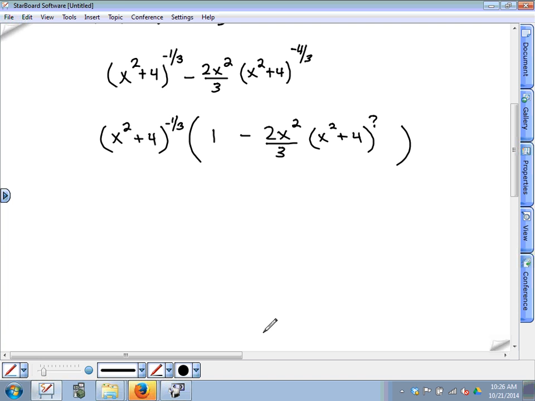Maybe it's the negative fourth power. Positive 4. Why does it have to be to the 4th power? Well, if you took this and redistributed it, what would you get? You'd get this here.